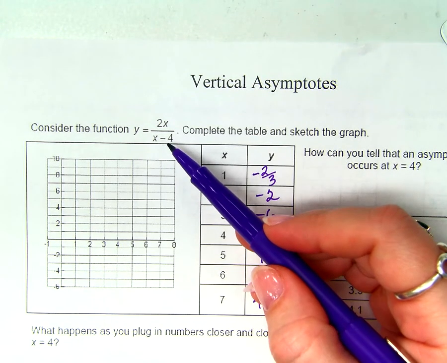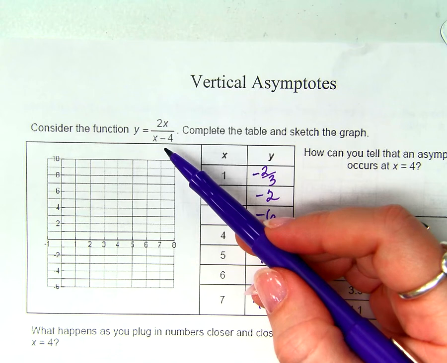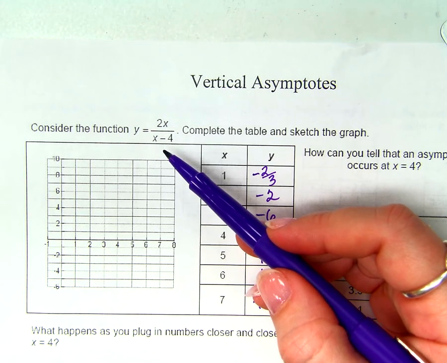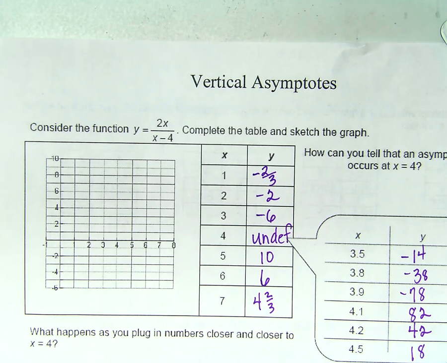4 minus 4 is 0. Who is allowed to divide by 0? The only person I know is Chuck Norris, and he's not in this class.